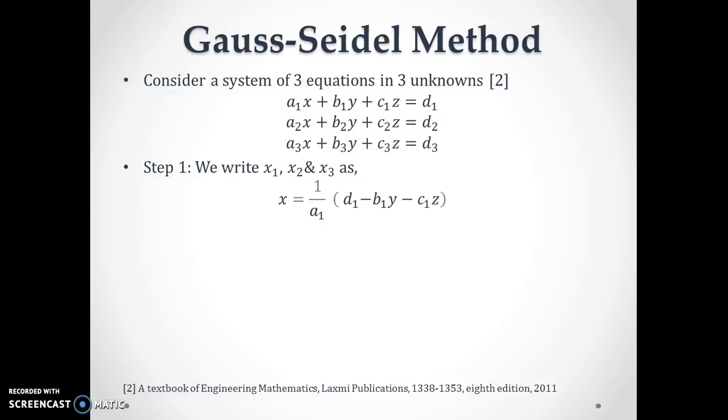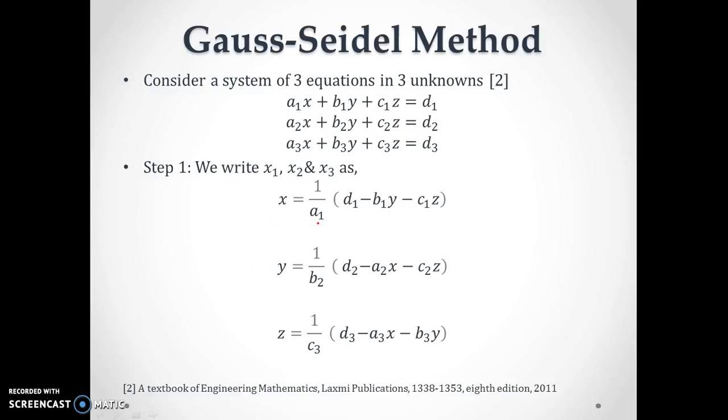So what is step 1? Step 1, we write x1, x2, x3. Here x1, x2, x3 are nothing but x, y and z. So I'm going to write x as this. If you can see, this equation is rewritten as the equation of x. In a similar way, you can write y as well as z. I want you to pause the video now and please check how this x, y and z have been formed.